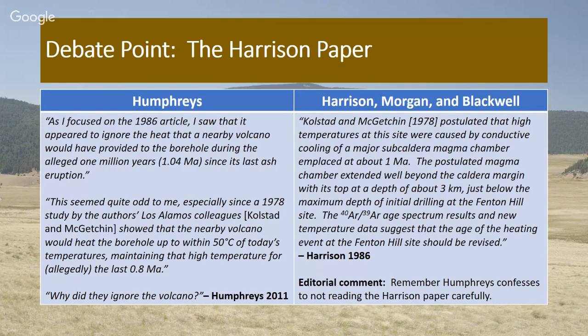So they didn't ignore the volcano. They were very aware of the study of Kolstad and McGretchen. Their point is they have new data. They have argon age spectrum data, and they have additional temperature data, and the Kolstad model no longer fits the new data. So they didn't ignore the volcano.